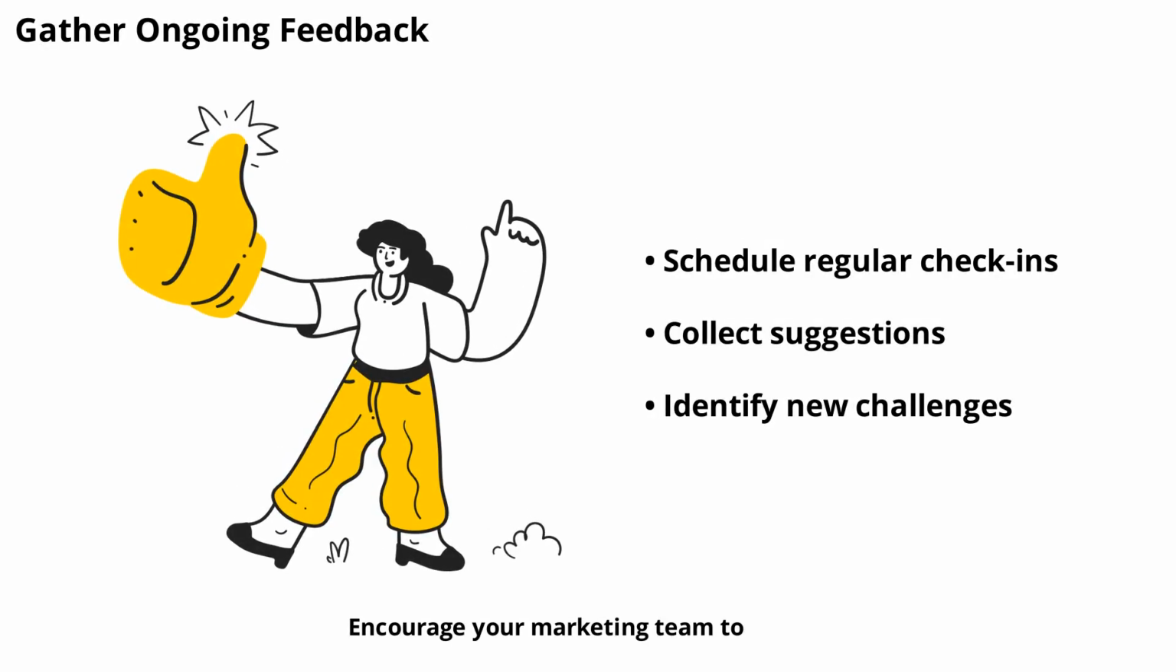Encourage your marketing team to provide ongoing feedback about the software. Set up regular check-ins or surveys to collect suggestions and identify any new challenges. Continuous feedback helps you make timely adjustments and keeps your team engaged.